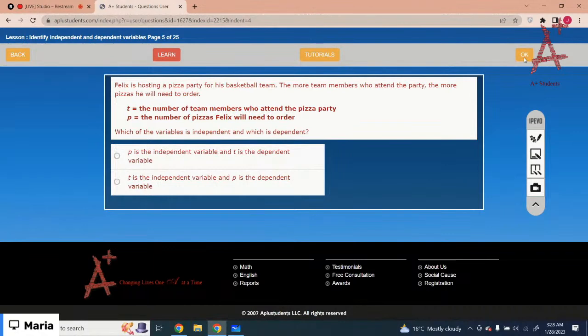Okay, Felix is hosting a pizza party for his basketball team. The more team members who attend the party, the more pizzas he will need to order. That means the number of people in the party is independent and the number of pizzas is the dependent variable. Got it? So T is independent and P is the dependent variable.